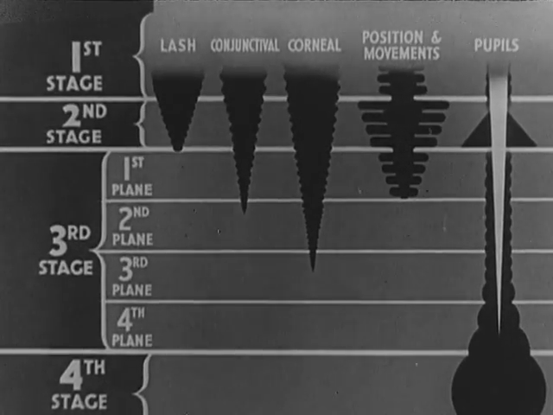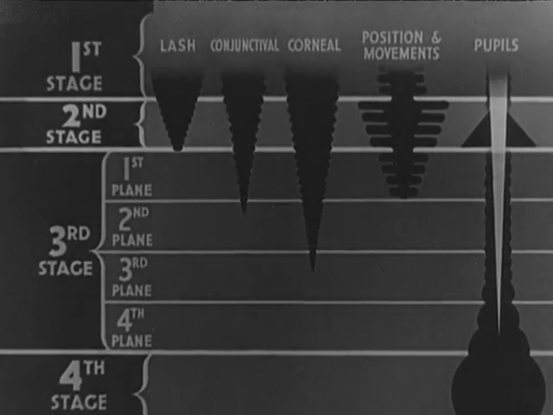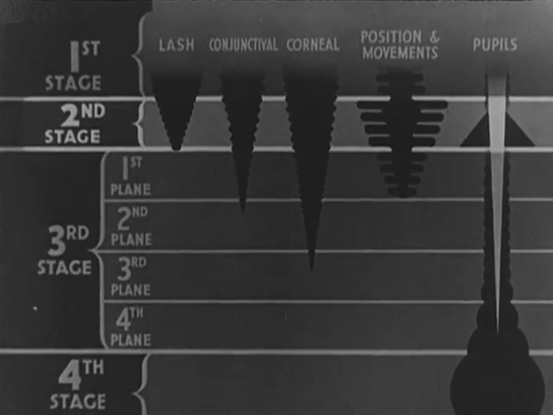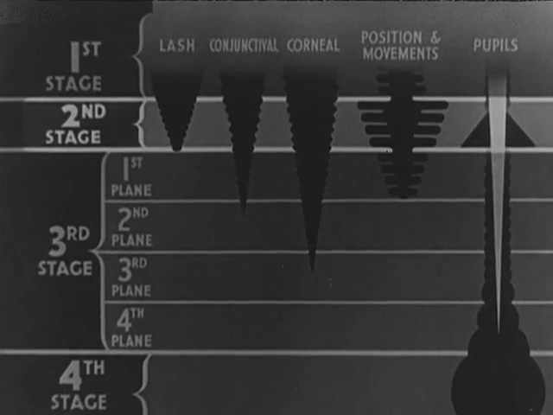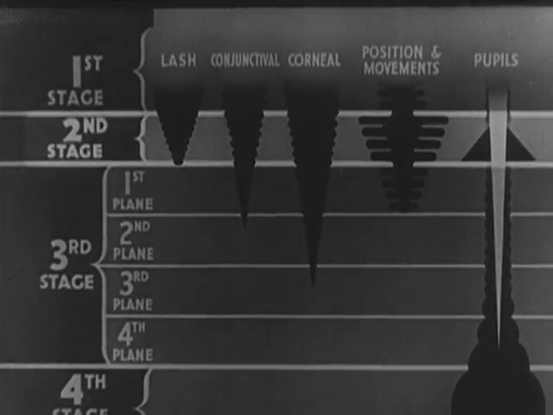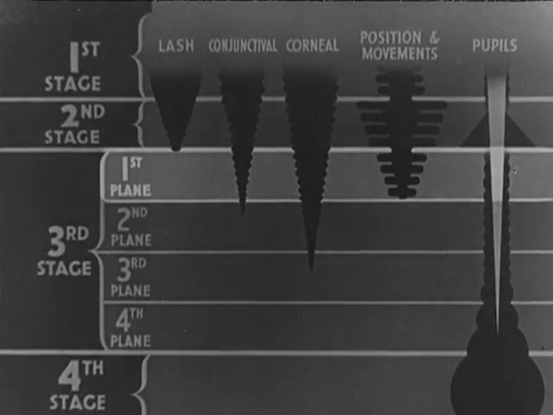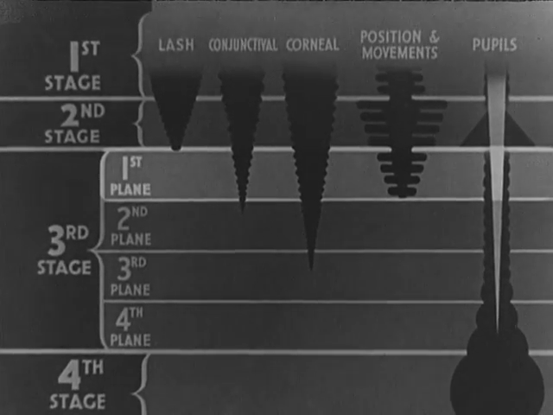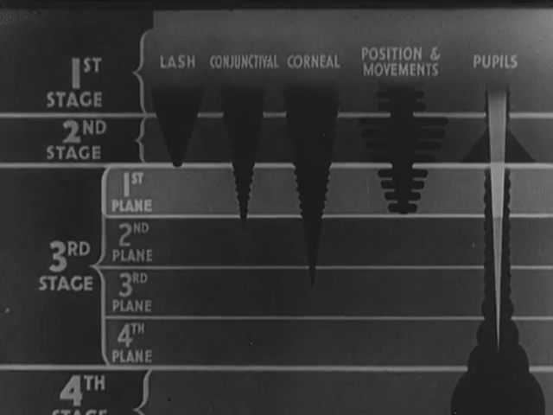This composite chart shows all the eye signs grouped together. In the second stage, the lash reflex, the conjunctival reflex, and the corneal reflex are active. The eyes are moving or divergent. The pupils are small, except when vomiting is about to occur, and they react to light. In the first plane of the third stage, the lash reflex is lost. The conjunctival and corneal reflexes are still present. The eyes are moving slightly or are divergent. The pupils are small and react to light.